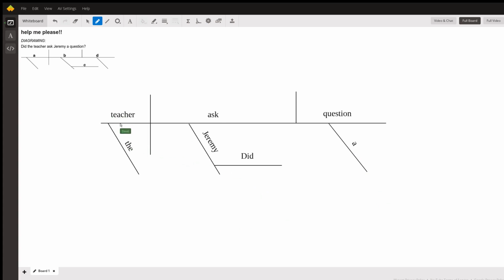So when you're done, it's going to look like this. The teacher is your subject phrase at the beginning. Did ask Jeremy is your predicate phrase with your indirect object right here in the center, and then a question is your direct object that is going to go down here at the end.